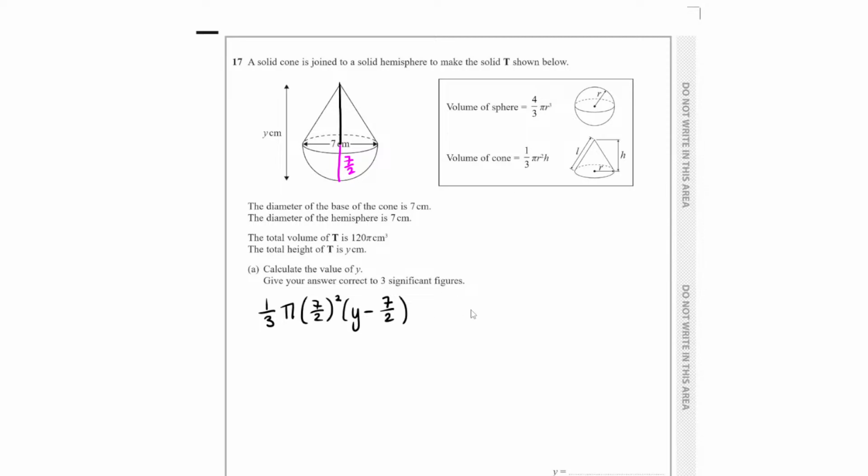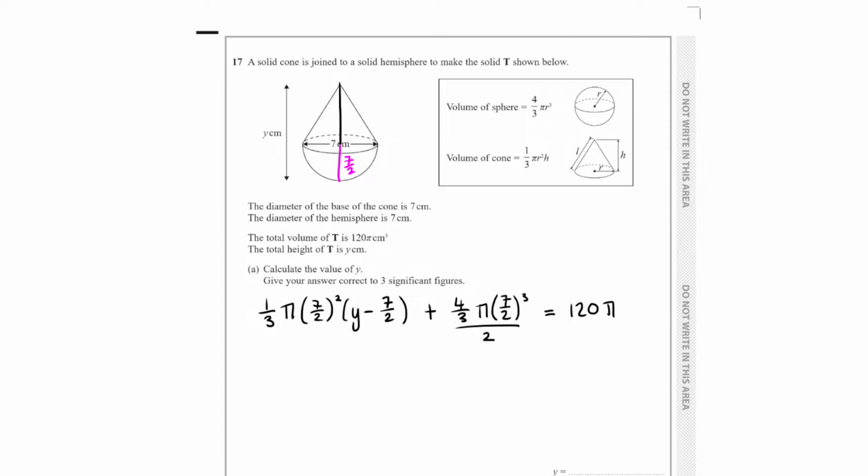So that's the volume of the cone plus the volume of the hemisphere. Now, the other thing as well is that they will only ever give you the volume of a sphere. It's the whole thing. This is obviously half. So we've got the formula for the sphere, which is 4/3 pi, radius again, 7/2, cubed, but we need to remember to divide that by 2 because it's only half of the whole sphere. And then that equals 120 pi.